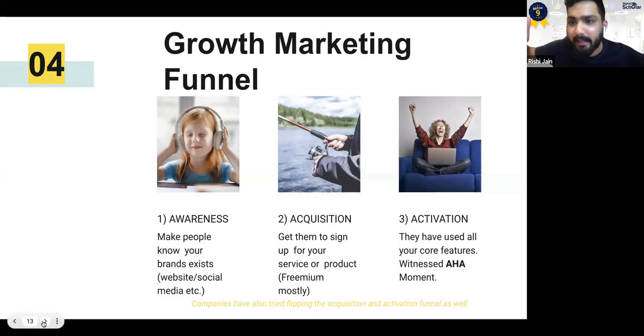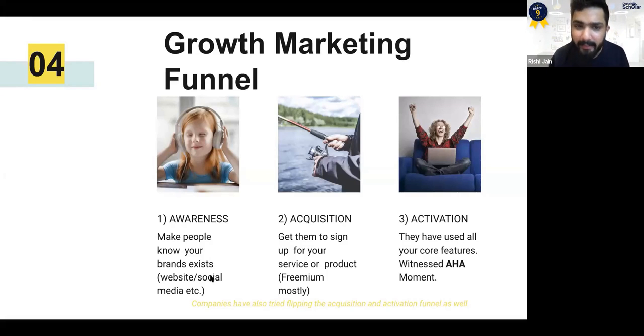Now look at this. This is how the growth marketing funnel looks like. And this is what they teach in the biggest of the courses out there. But look at the funnel. It involves 6 steps. The first step of the funnel is awareness. What is awareness? Making people know your brand exists. How can you do that? You can use your website. There's social media, which is organic promotion via social media channels.